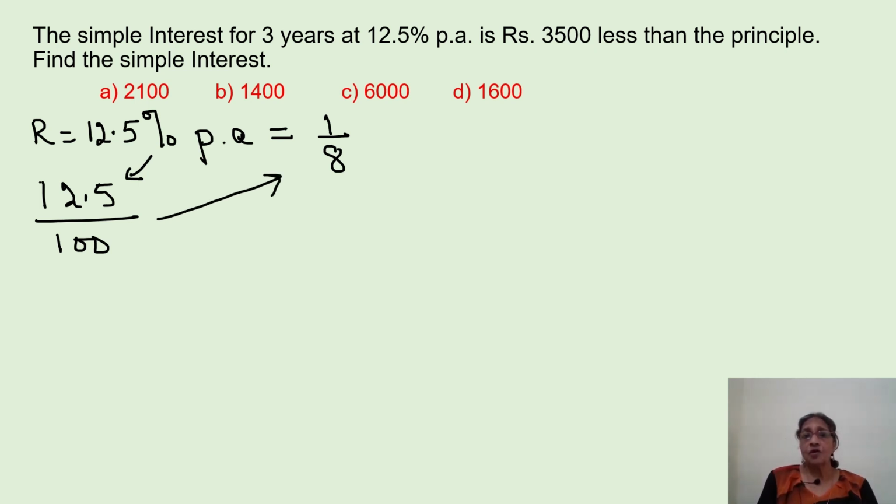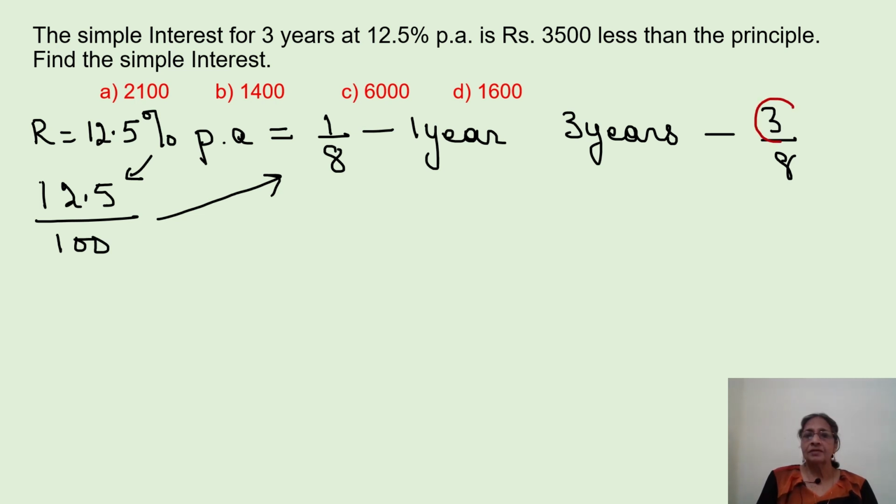Okay, now this is for 1 year. And we have got 3 years. So for 3 years, it's going to be 3 upon 8. As I explained in the first video, what happens over here is this becomes the interest and this becomes the principal. Now we have got in the sum a relationship between the principal and the simple interest. Okay, there is a difference given.